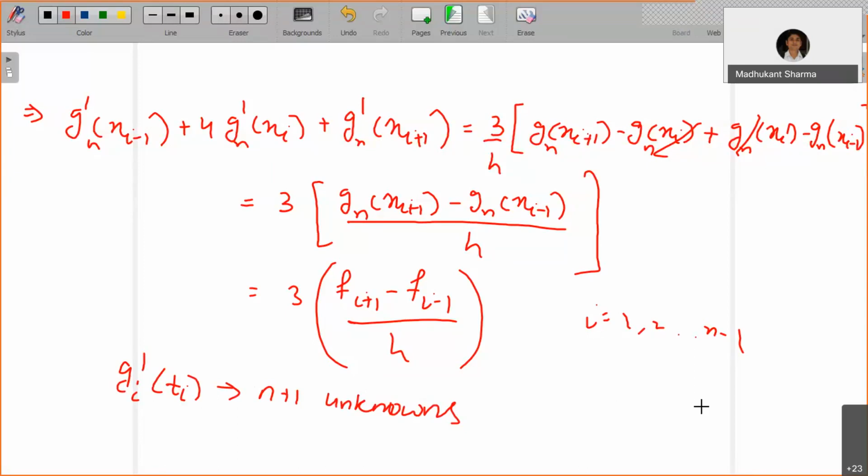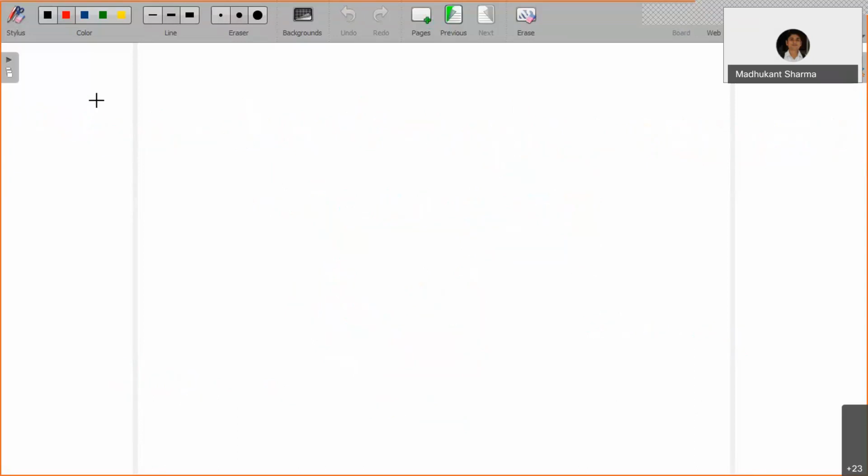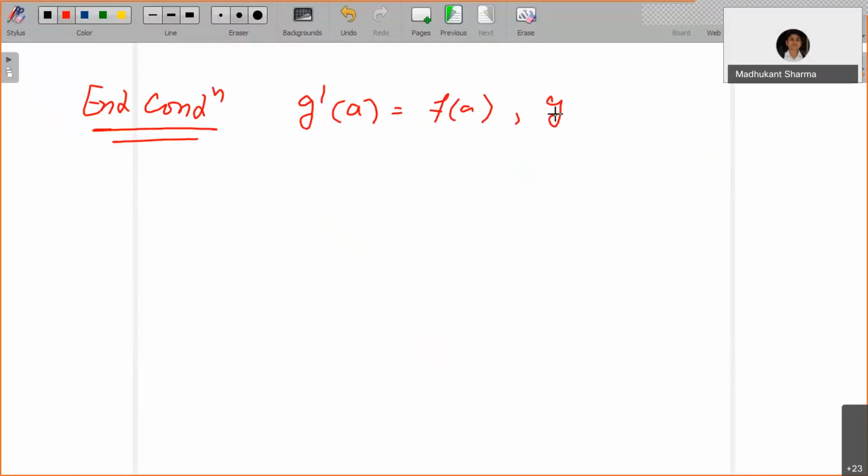Generally end conditions are defined like this, where a priori you know the values of the derivative, so g dash. So end conditions we are now going to define. Let's say gn dash at a is equal to f dash at a, and gn dash at b is equal to f dash at b. Suppose these two things are known to us.